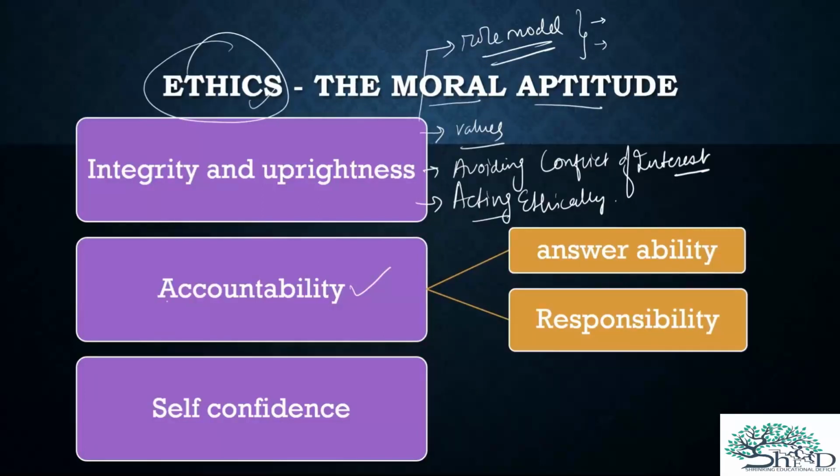Okay, coming to accountability. Accountability includes responsibility also and answerability. Basically, if you are accountable, that means you are answerable. You will be answering for the mistakes. When you are responsible, it is not necessary that you will be answerable. Only accountability includes answerability. Responsibility does not include answerability.